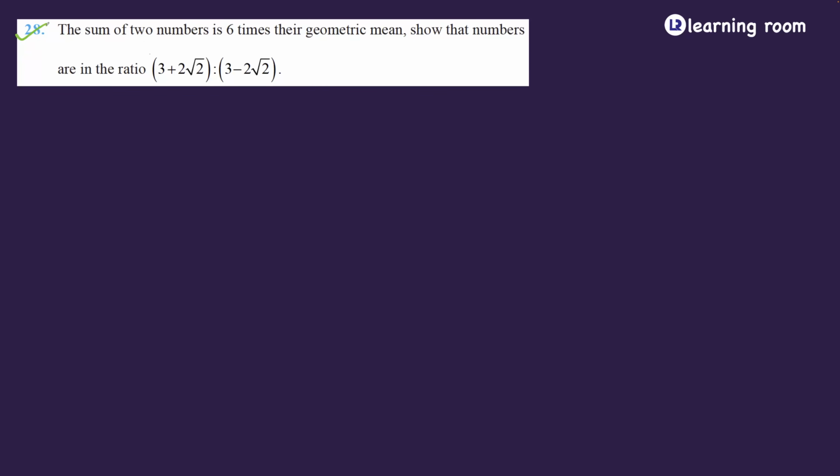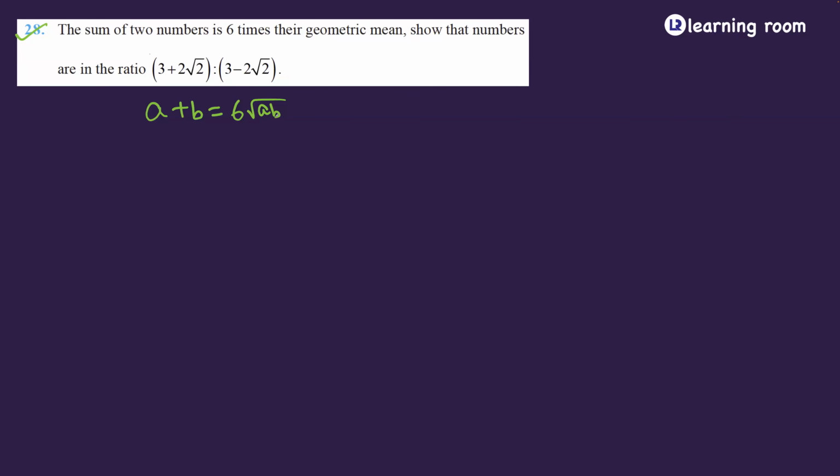The sum of two numbers is 6 times their geometric mean. So let the numbers be A and B. So A plus B is equal to 6 times their geometric mean. Indirectly, what I have in my hand is A plus B. So if I need to find A and B, all I need to do is write A minus B in terms of this.